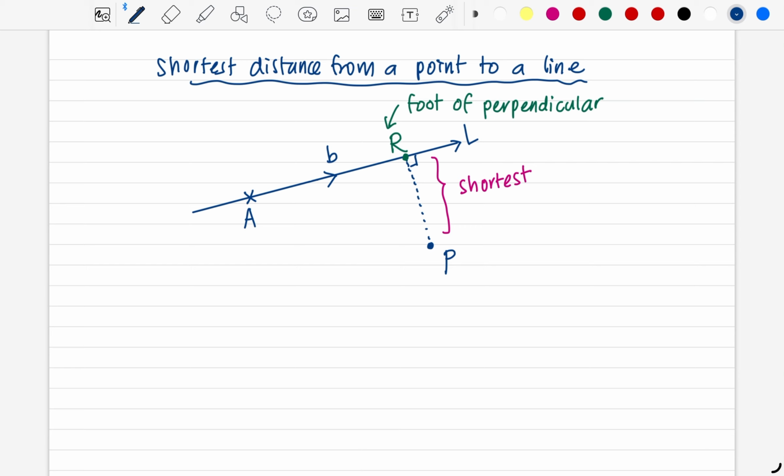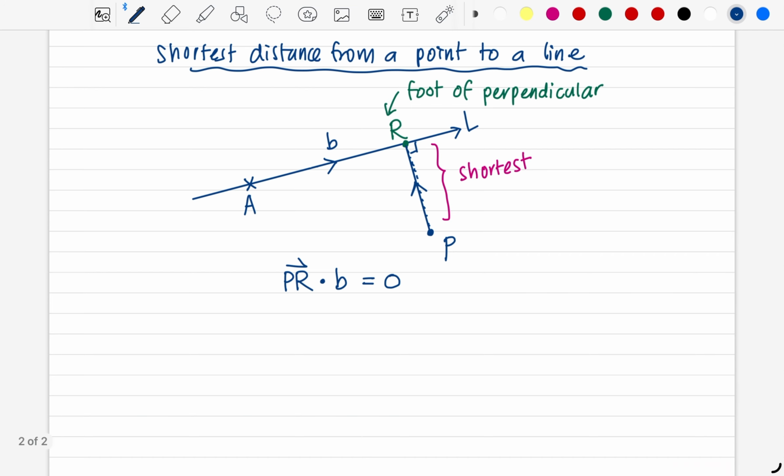If you remember, we discussed the dot product. So I can put a vector PR, a vector from P to R. Because the line PR is perpendicular to line L, therefore the vector PR dot the direction of line L, which is B, must be 0, because the vector PR is perpendicular to B.